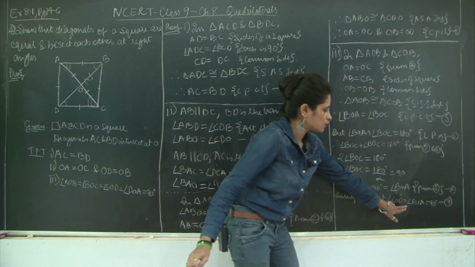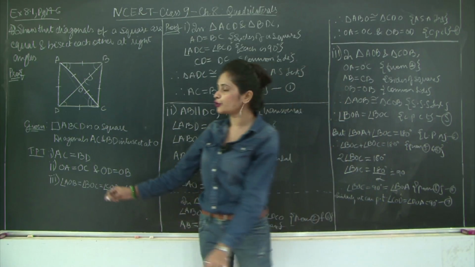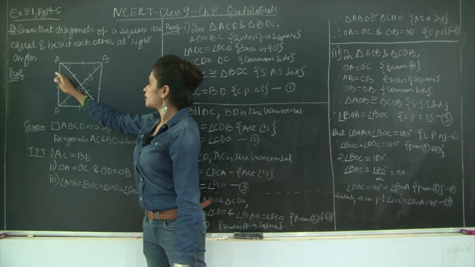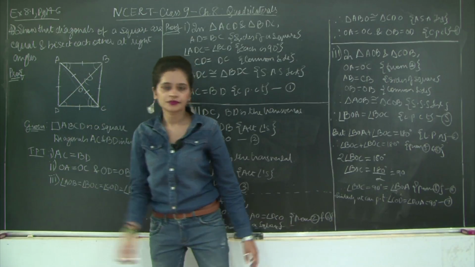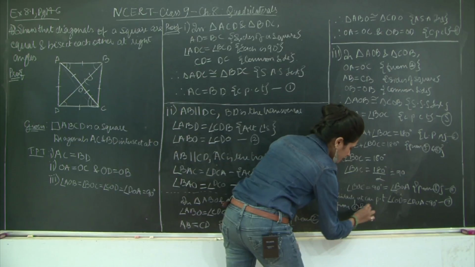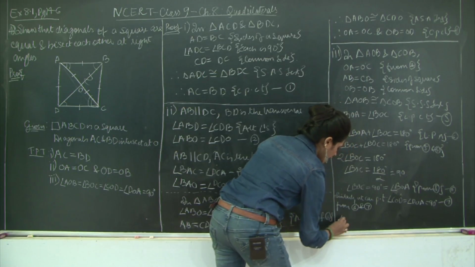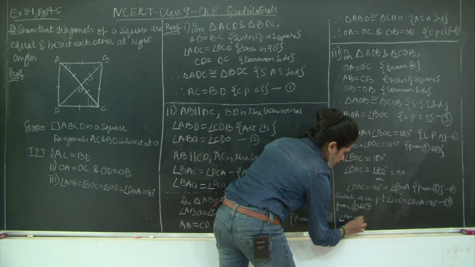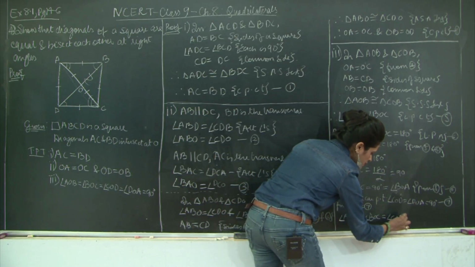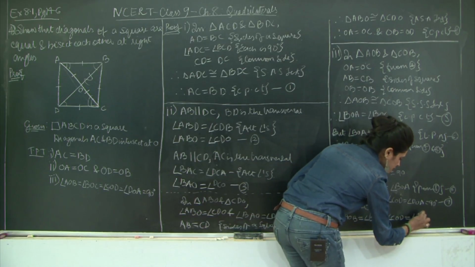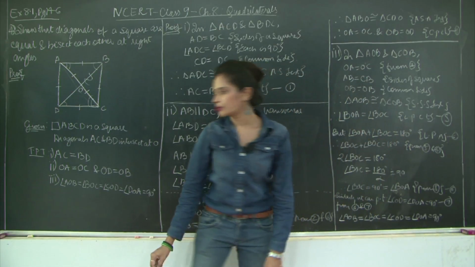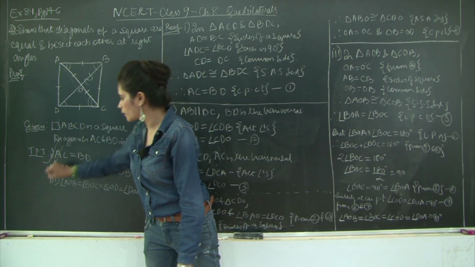So to prove these 2 angles as 90 degrees, you're going to take which 2 triangles? You're going to take triangles COD and AOD. Right? So you can say from 6 and 7, angle AOB is equal to angle BOC is equal to angle COD, which is equal to angle DOA, which is equal to 90 degrees. So we have proved all what is required.